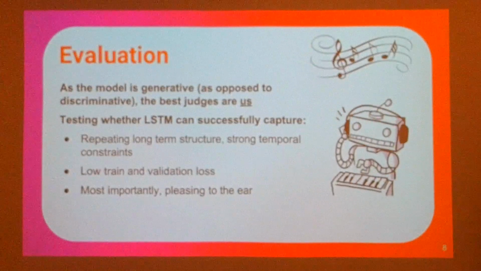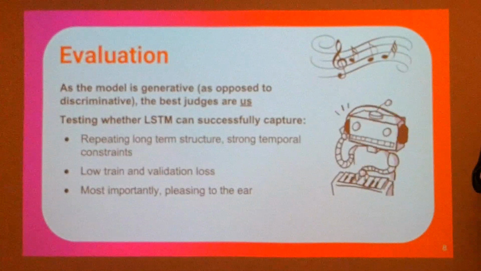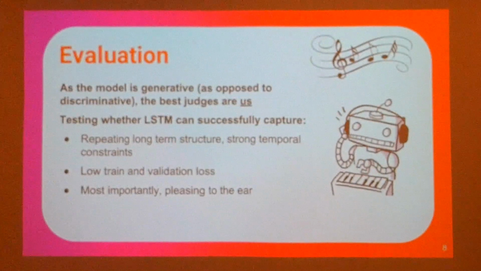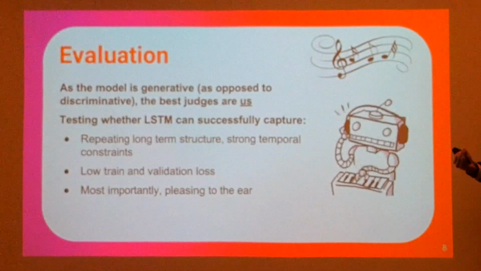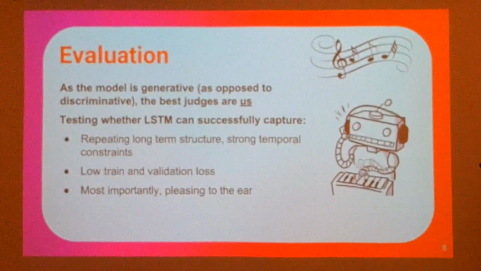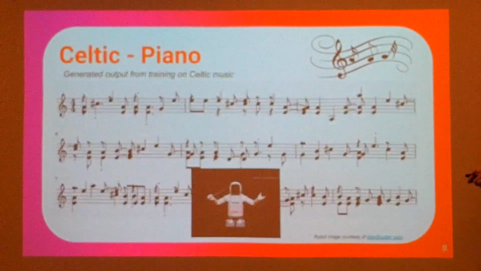I'm about to play a demo of what the AI Jukebox has created. Just a couple things to keep in mind. This model is generative in that there is no discriminator other than us. So what do we listen for to discriminate? In this case, just try to hear recurring patterns and maybe something a bit melodic, and most importantly, make sure it's pleasing to the ear.